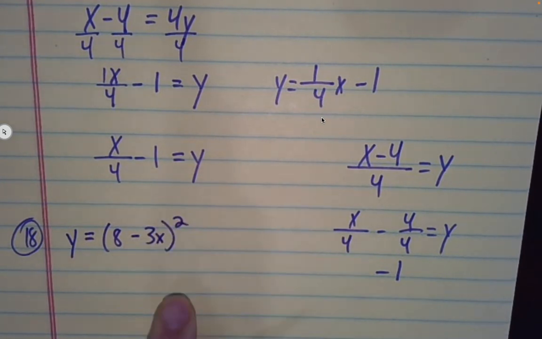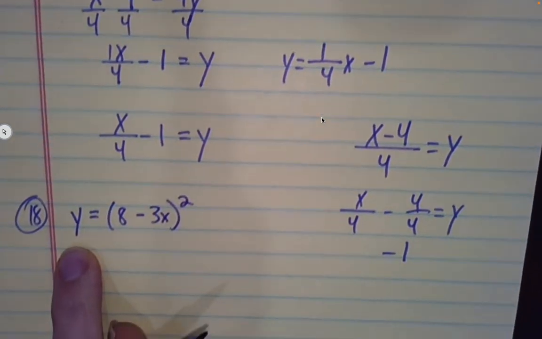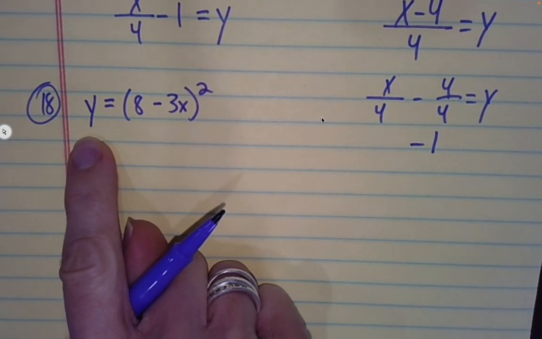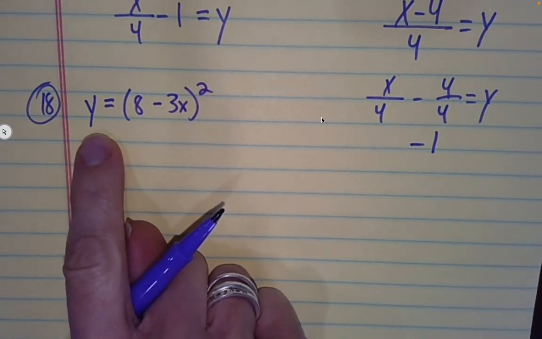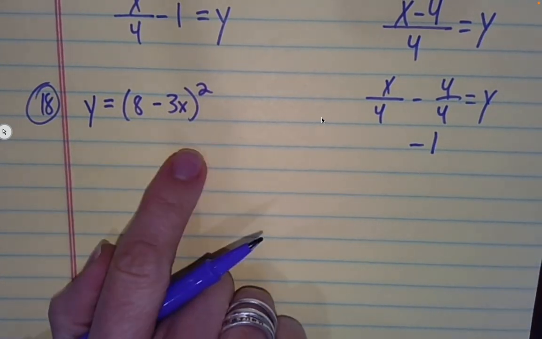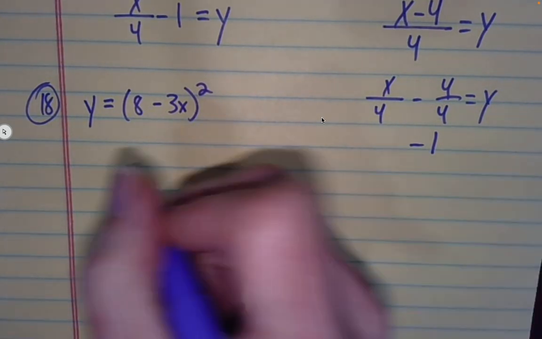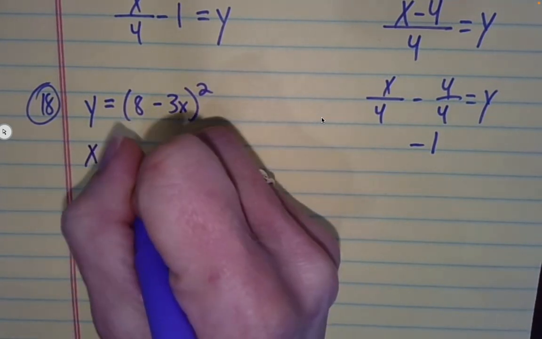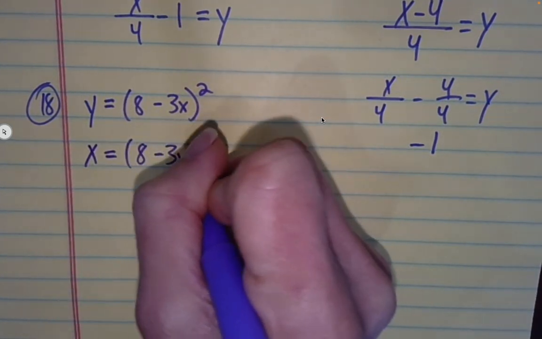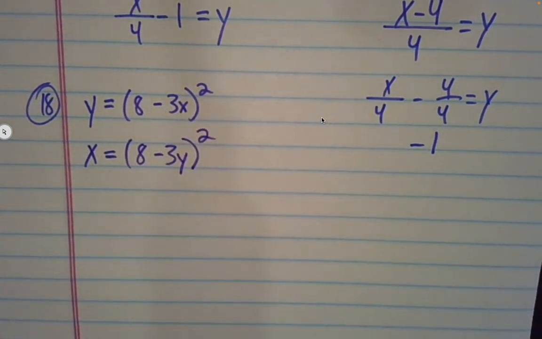Is everybody okay with where I got the y from? Instead of writing f of x, you can just write y. Okay, and then I wrote down exactly what they gave me. Then what do you do to find the inverse? You switch them, right? So I'm going to put x, and then I'm going to put 8 minus 3y, and then squared.